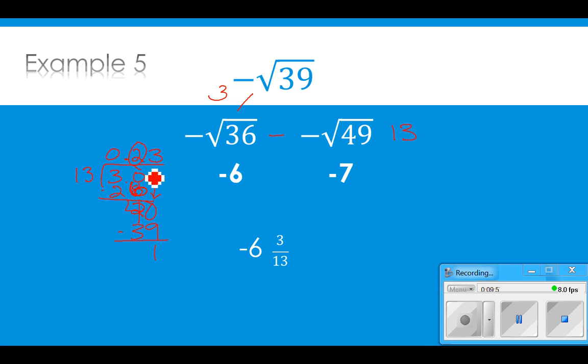We look at the 3. And we see that because it's 0.2, we don't change, because of the 3, we don't change the 2. So our final answer is negative, don't forget the negative, 6.2.